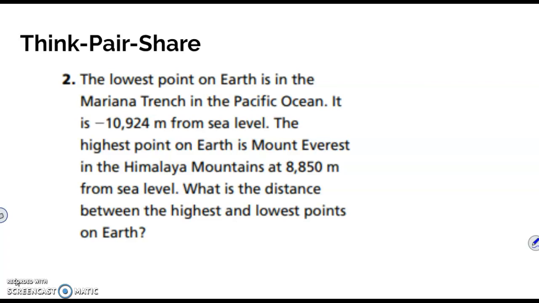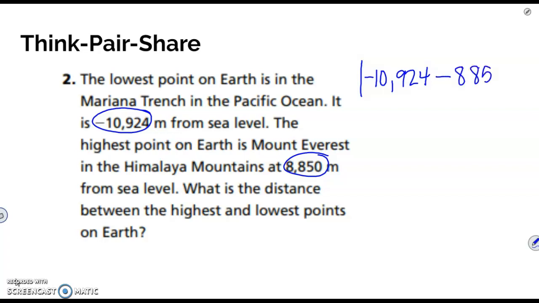The lowest point is below sea level. That is indicated with a negative sign. The highest point is above sea level. That doesn't have a negative, so we keep that as our positive. We're going to calculate the absolute values to find the distance between these 2 points. So we're looking at negative 10,924 meters below sea level minus 8,850 meters above sea level.